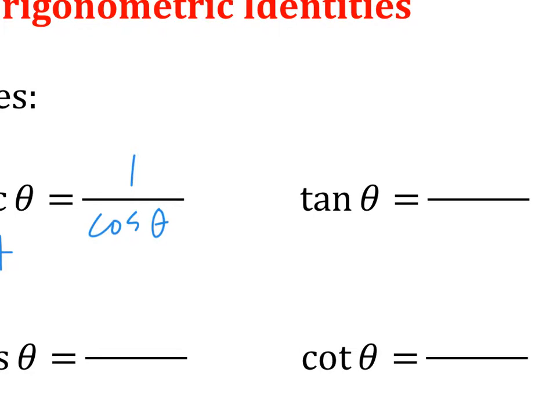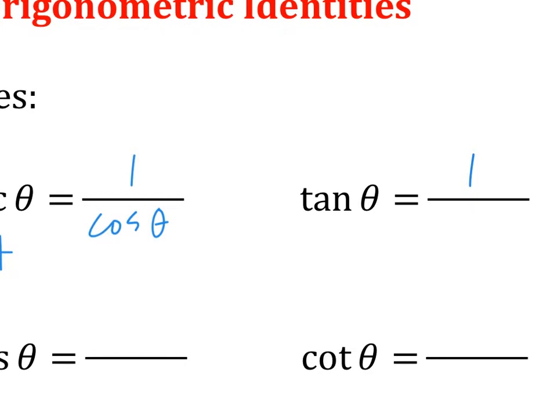Tangent. We are on the reciprocal identity right now, so we're talking about reciprocal. Okay, 1 over something. So tangent is 1 over what? Yes, tangent is sine over cosine, but it's the same as 1 over what? No, tangent is not 1 over tangent again.